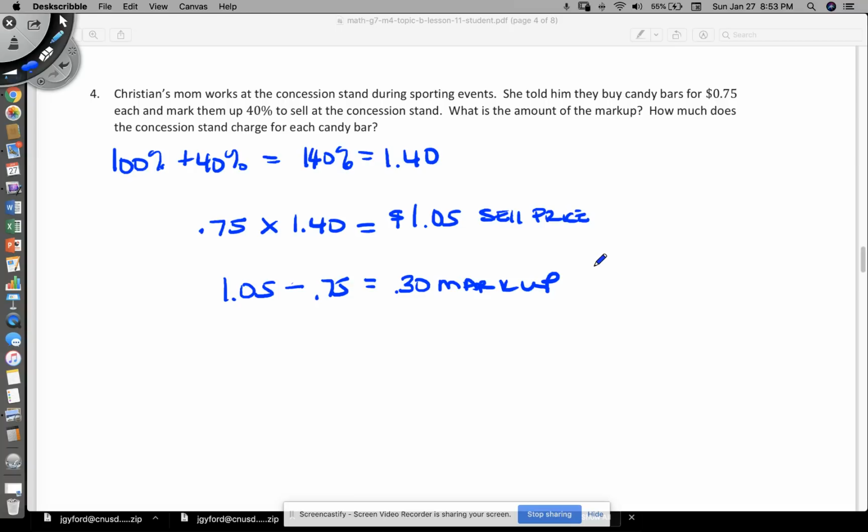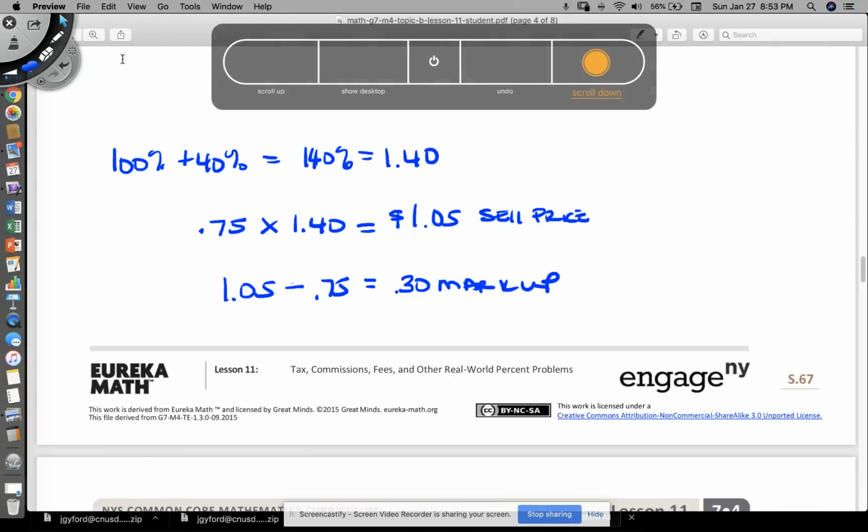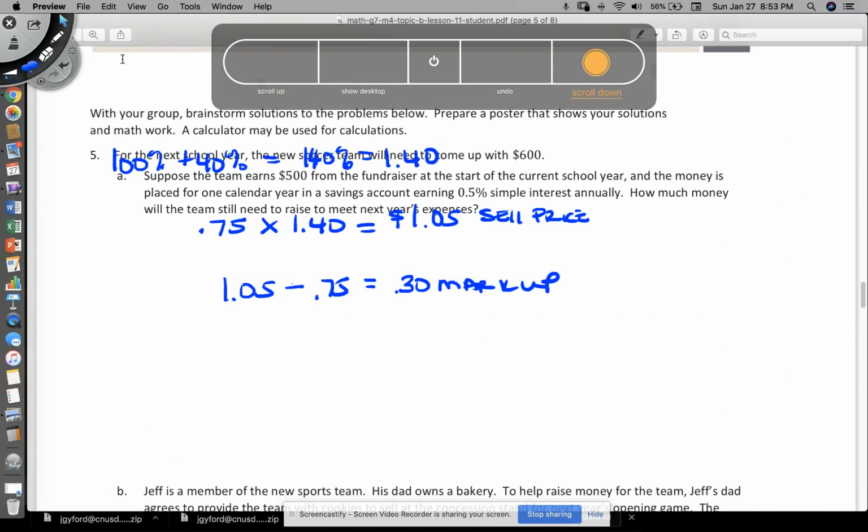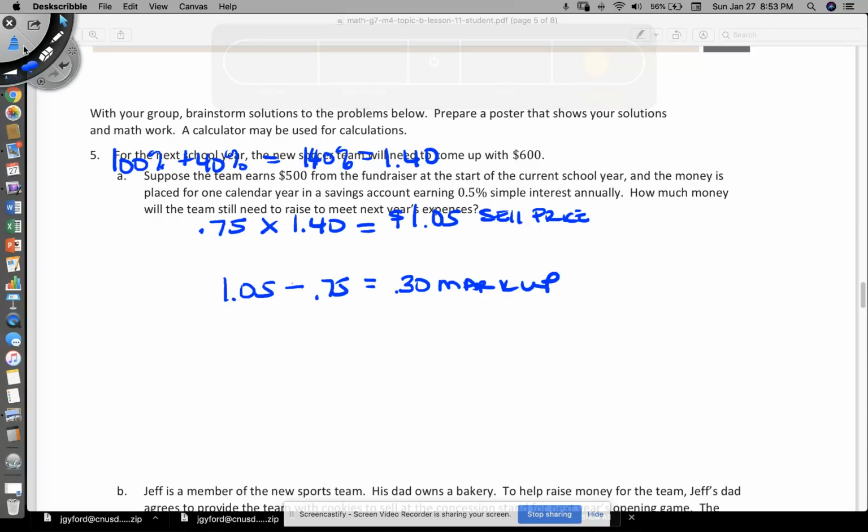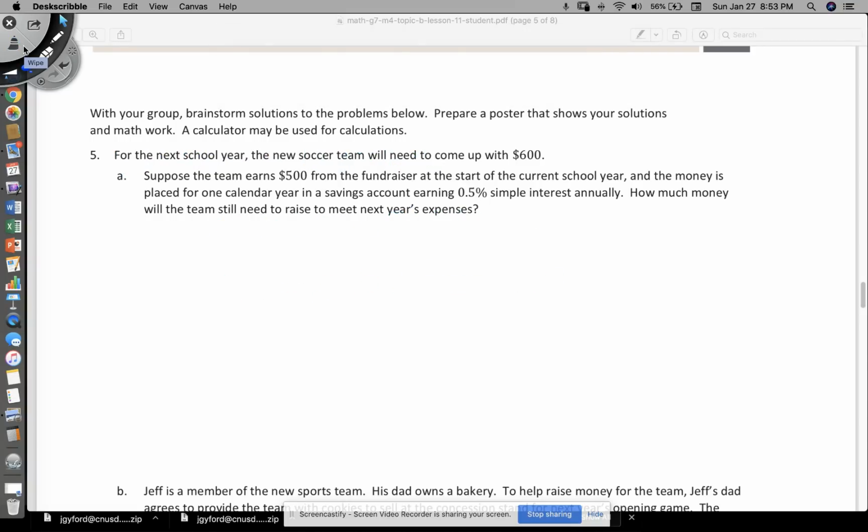All right. Let's try the next page. Now, I said this was with your group, but we're going to do this whole class in the classroom, and we're not going to make posters and such. We're just going to kind of talk this out and write it all out together.